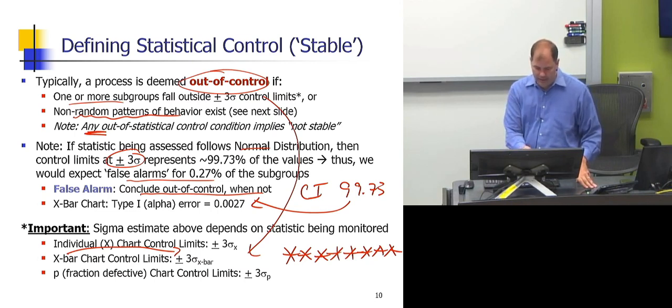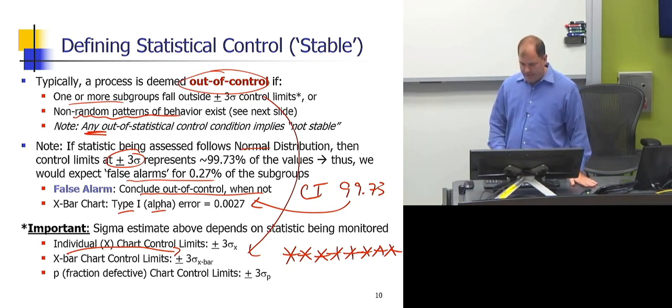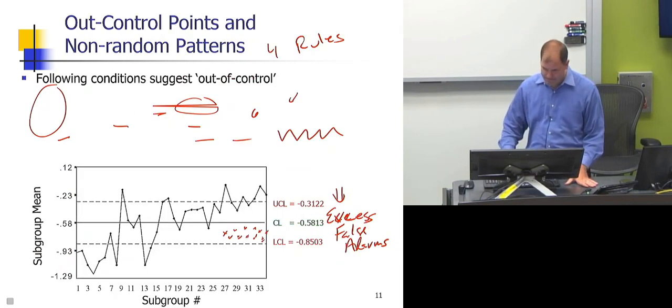Everybody remember the idea of alpha, type 1? Remember that from before? All right, questions, or are we okay?